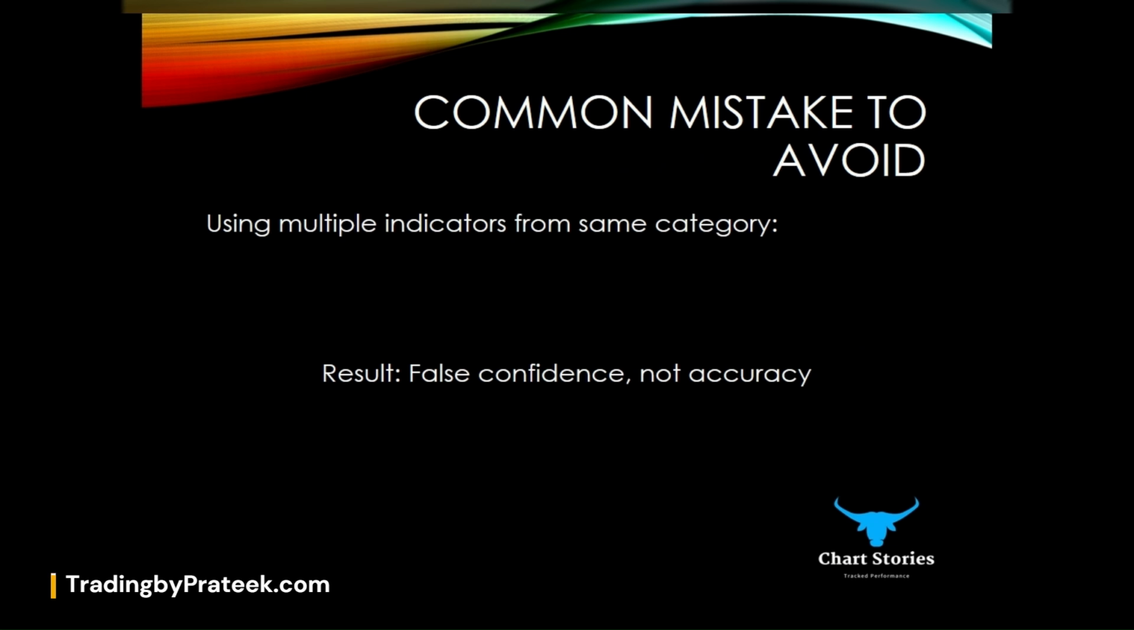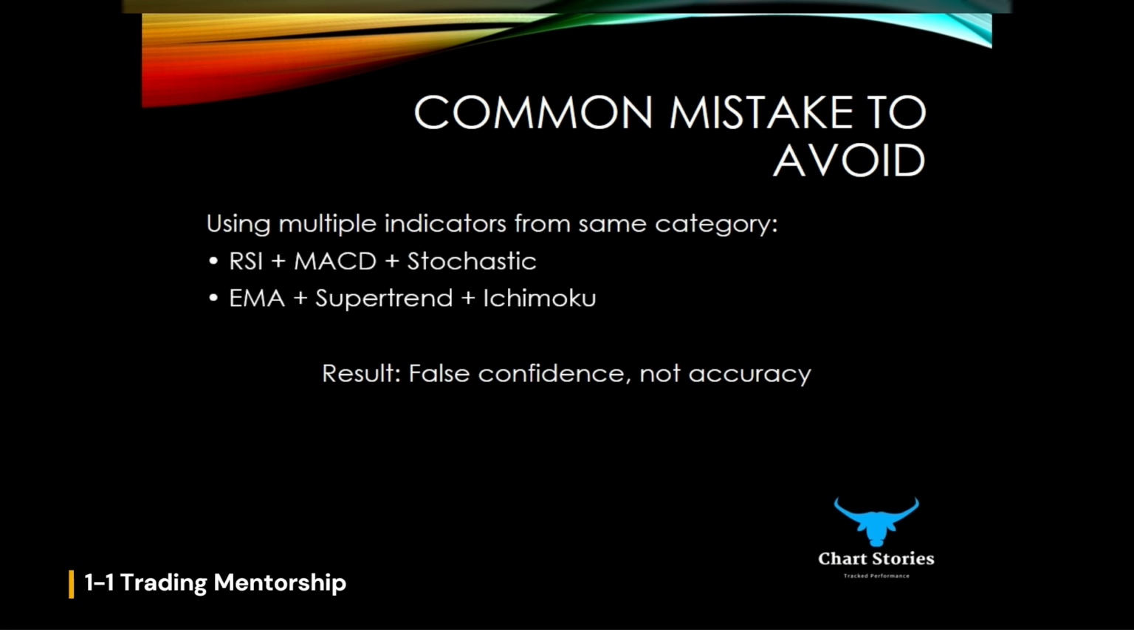Common mistakes to avoid. The biggest mistake traders make is stacking indicators from the same category. Some examples I've put together on the screen. I'm sure you understand it by now. If you have RSI, MACD, stochastic all plotted on your screen, pointless, they're all indicating momentum. Overall, this kind of repetition just leads to false confidence and not accuracy. More indicators do not mean better trade.